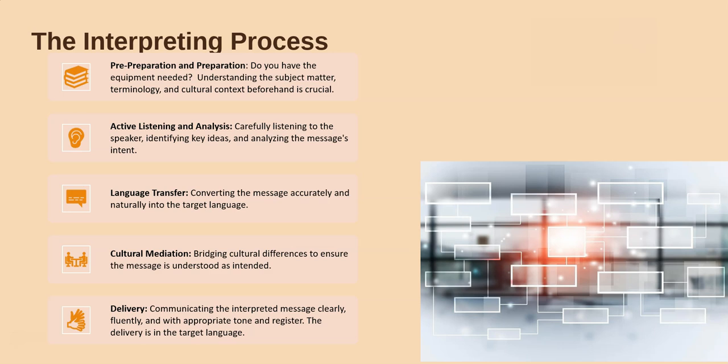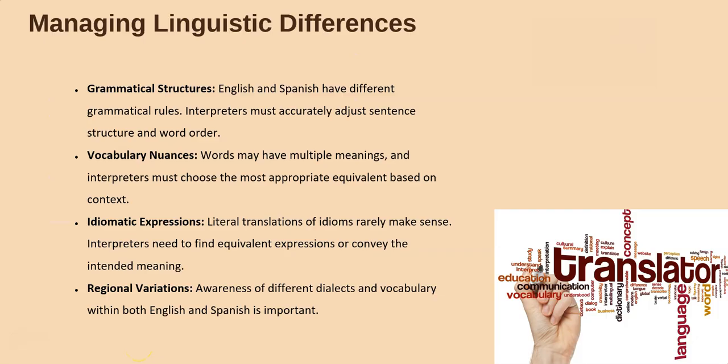And then the delivery. How are you going to communicate this message? Are you going to do it clearly, and in the target language? Now, very important for you to know that grammatical structures have different rules. We'll go into that in Module 2. Vocabulary nuances as well. There are some words that have multiple meanings. You're going to do that in Module 2.